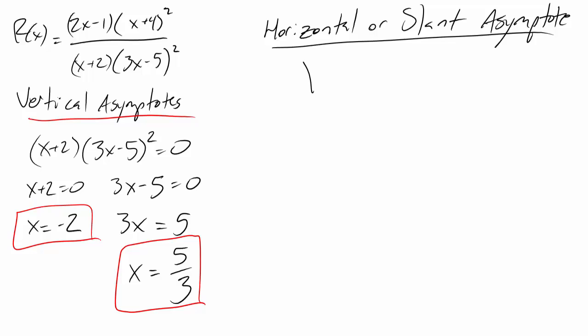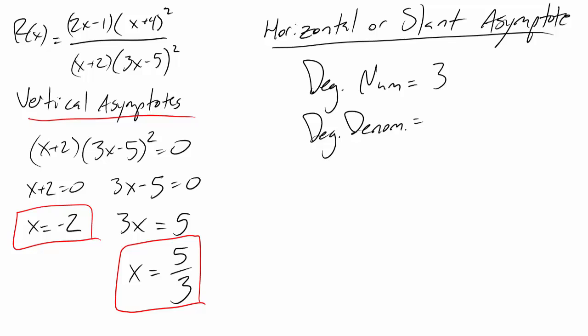So for the degree of the numerator, that would be 3 versus the degree of the denominator, which would also be 3. So now when the degree of the numerator is equal to the degree of the denominator, we wind up having a horizontal asymptote. But it is not the simple x-axis as it can be sometimes. That happens when the degree of the numerator is smaller than the degree of the denominator.